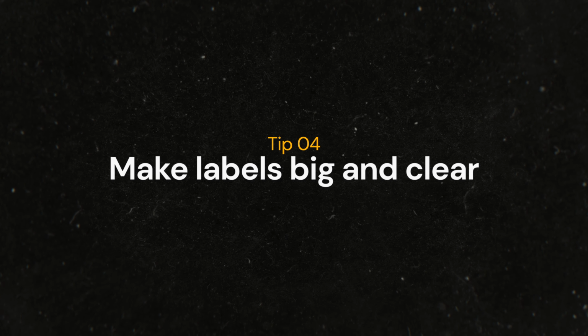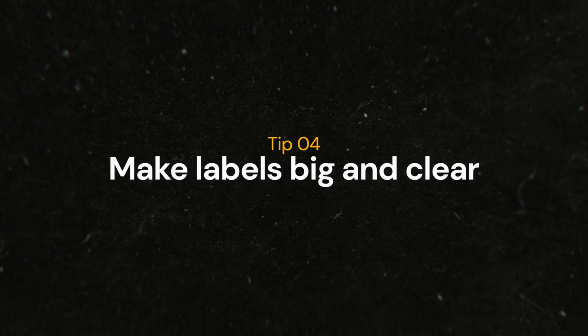Tip number 4, make all the labels big and clear. You've probably had this experience before where you're reading someone's chart, but the text is so small that you need a magnifying glass. It seems very obvious, but many people don't make the labels clear, and it's often as simple as just making them bigger.